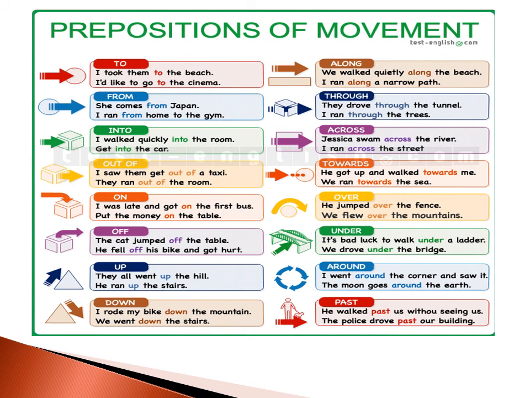Here are a few examples of prepositions of movement: to, along, from, through, into, across, out of, towards, on, over, off, under, up, around, down, past. And here are a few examples. You can look into these examples and try to write your own sentences and practice it and write the comments below.